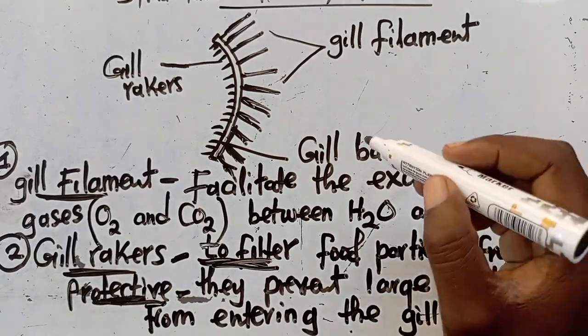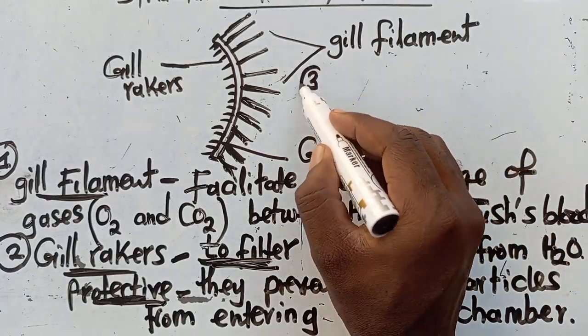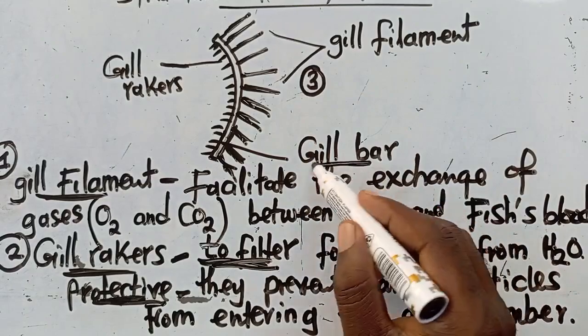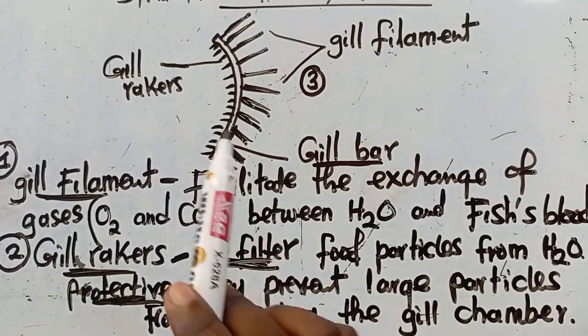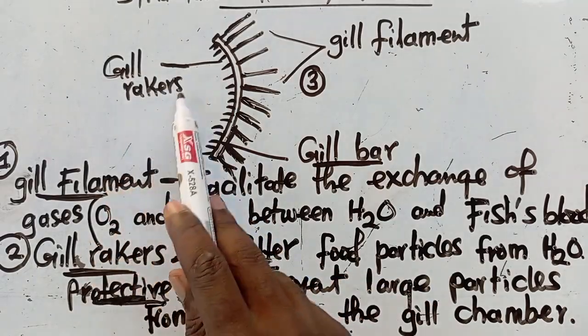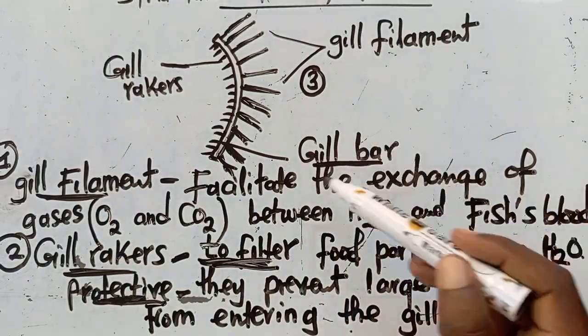How about this one? So you write it down. I'm going to write it here due to space. This one is the Gill bar. Its function is very simple. As you can see, it is in between the Gill rackers and the Gill filament. So what is the function of the Gill bar?